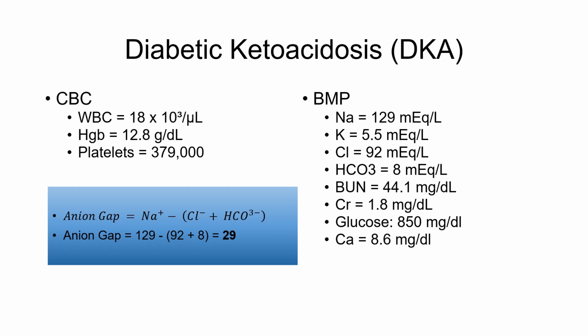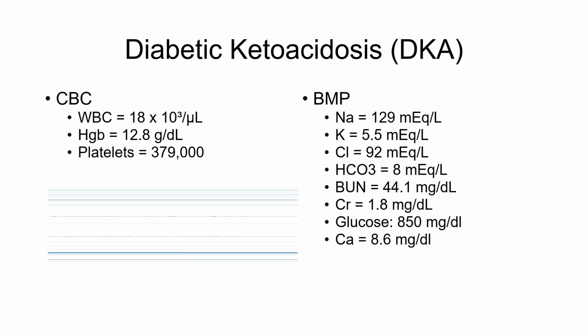So this is your chloride plus your bicarbonate, and then that is taken away from your sodium. So in our case, it's 129 minus 92 plus 8, which comes out to an anion gap of 29, which is significantly elevated. When we look at the patient's sodium level, it's 129, so that's low.